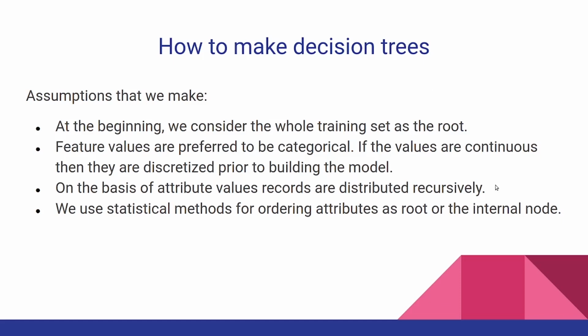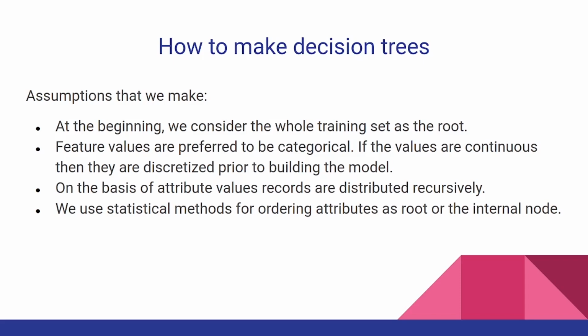How to make decision trees. Assumptions that we will make. At the beginning, we consider the whole training set as the root. Feature values are preferred to be categorical. If the values are continuous, then they are discretized prior to building the model. So basically, we need categorical or discrete values, not continuous values. If they are continuous values, we will make them categorical.